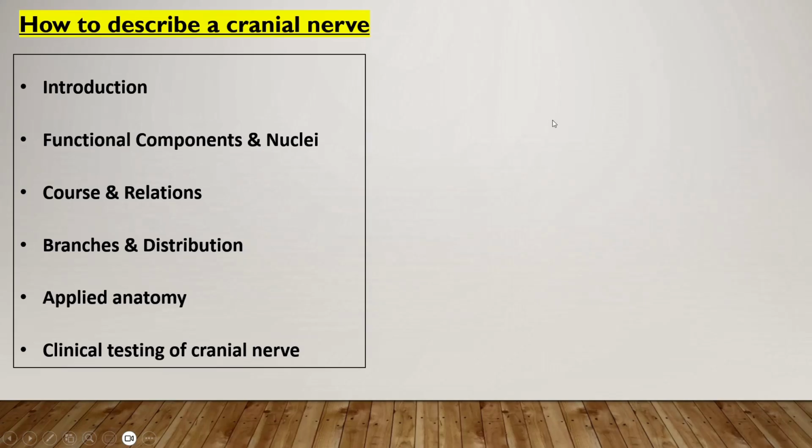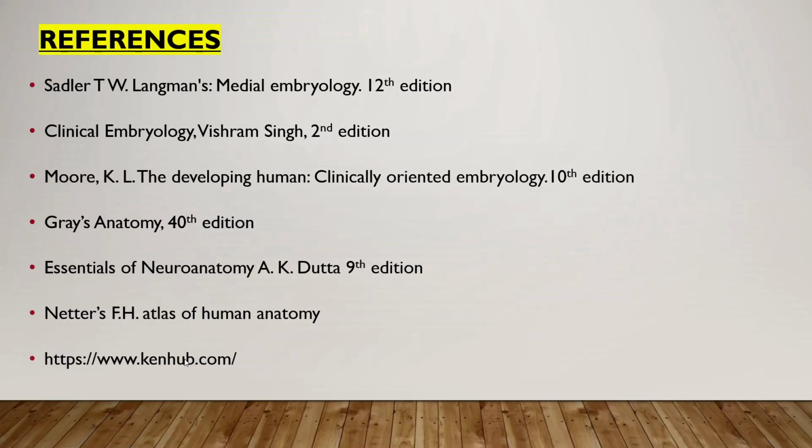Now if you want to see how to describe a cranial nerve, it should be described under the following headings. What is the introduction about the nerve? What are the functional component nuclei and their location? What is the course and relation of the cranial nerve? What are the branches and distribution? What is the applied anatomy related to the cranial nerve or lesion of the cranial nerve? And is there any clinical testing of the cranial nerve? So that is the topic of functional columns related to the cranial nerves. Okay, these are the references, and thank you.